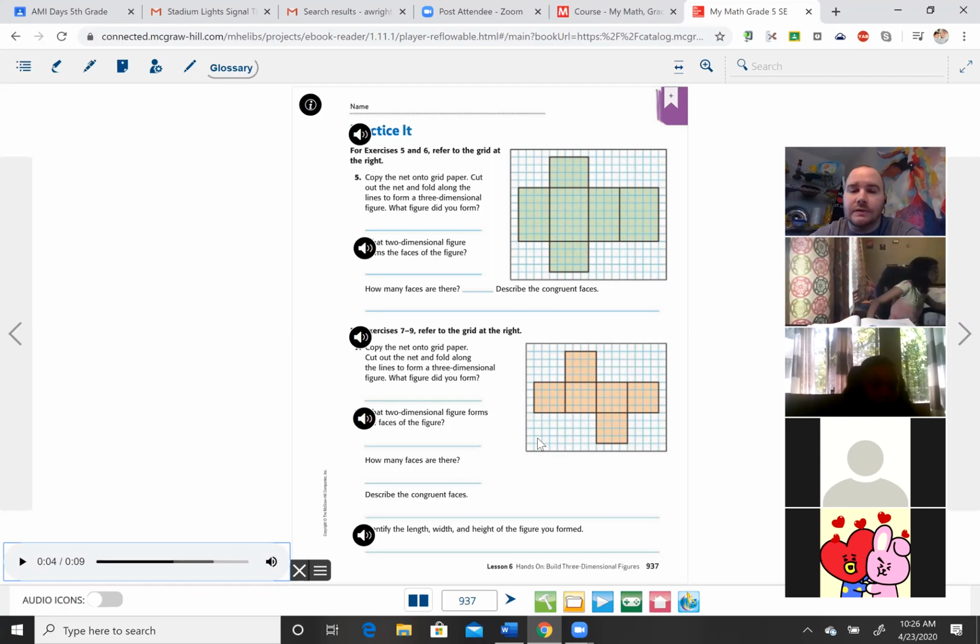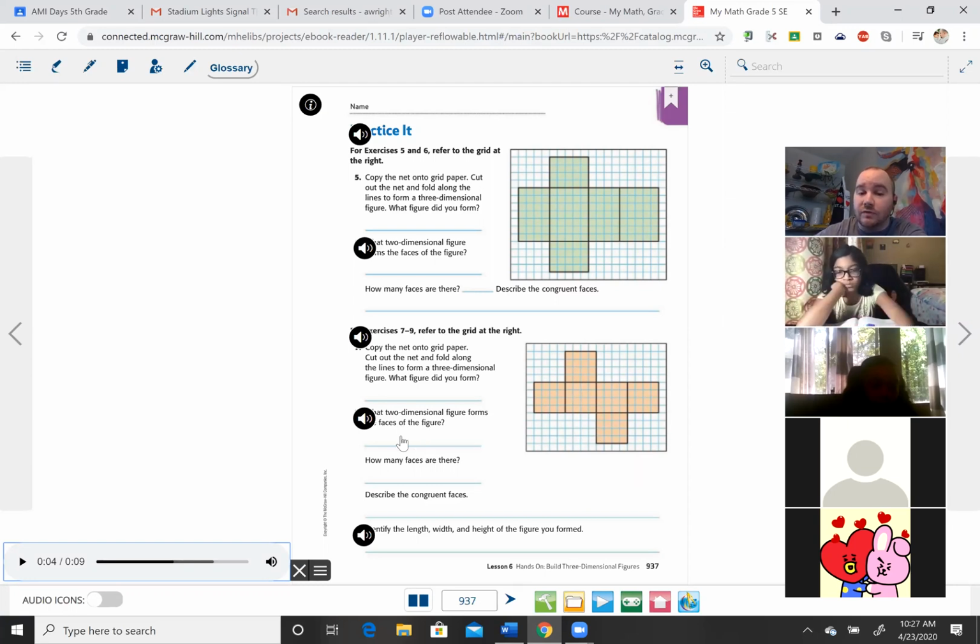So let's talk through these. It says, copy the net onto grid paper, cut out the net, fold along the lines of the three-dimensional figure. So if we cut this out, what shape would we get? So Bethany and Ishan are both saying a cube. I would agree. So this would form a cube.